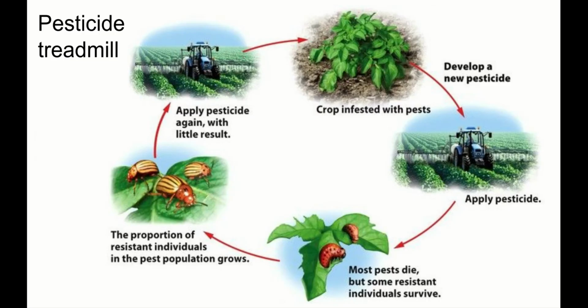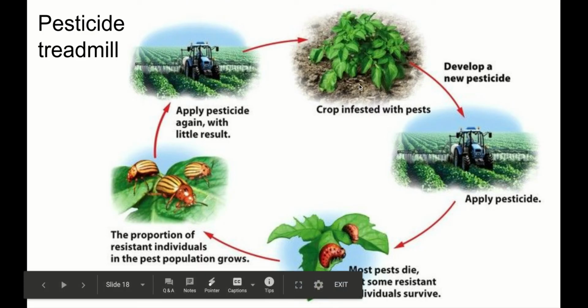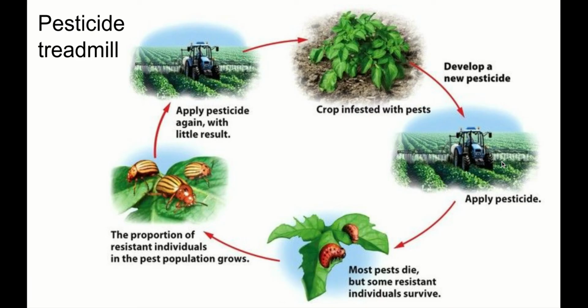And this is where the pesticide treadmill comes in. When you have a crop that's infested with pests, you apply your pesticide. Most of the pests die, but some resistant individuals survive. So the proportion of resistant individuals in the pest population grows. Then when you apply the pesticide again, you don't get as much of a result. So you've got two options. Spend more money on more pesticide, trying throwing more of that same pesticide at the problem, or spend money on a new, more expensive pesticide. You apply that new, more expensive pesticide. Eventually, pesticide resistance develops, and then you need to spend even more money on a newer, more expensive pesticide. This is called the pesticide treadmill.